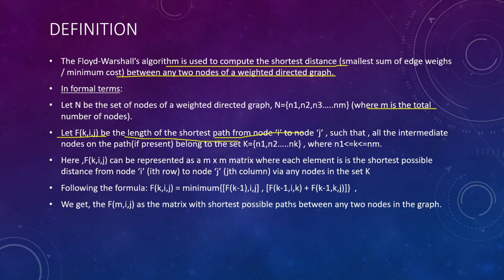Here the function f of k, i, and j can also be represented in a tabular form, or rather a matrix of n by n dimensions. Suppose you have a graph with 4 nodes, then f of k, i, j can be represented by a 4 by 4 matrix.